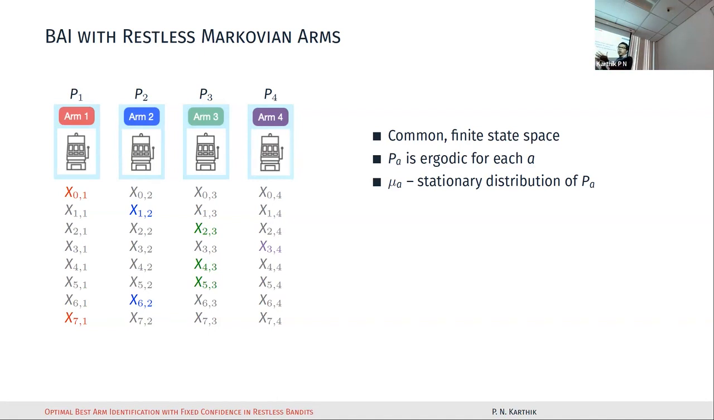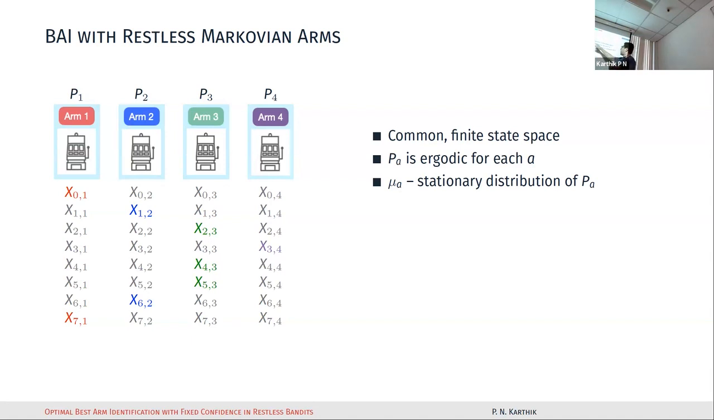So we impose some regularity conditions to make this problem well defined. First, we assume that the state space of all the arms is the same. This is like saying that we have 4 coins. The coins are Markovian. You want to identify the best coin. All the coins have the same 2 faces, heads and tails. That's all I want to say. It's a common finite state space. Just by observing the state, you cannot tell which arm it is.